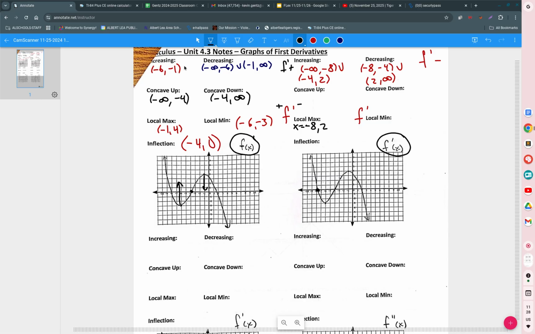The local min occurs where it changes from negative to positive, and the derivative changes from negative to positive at -4.